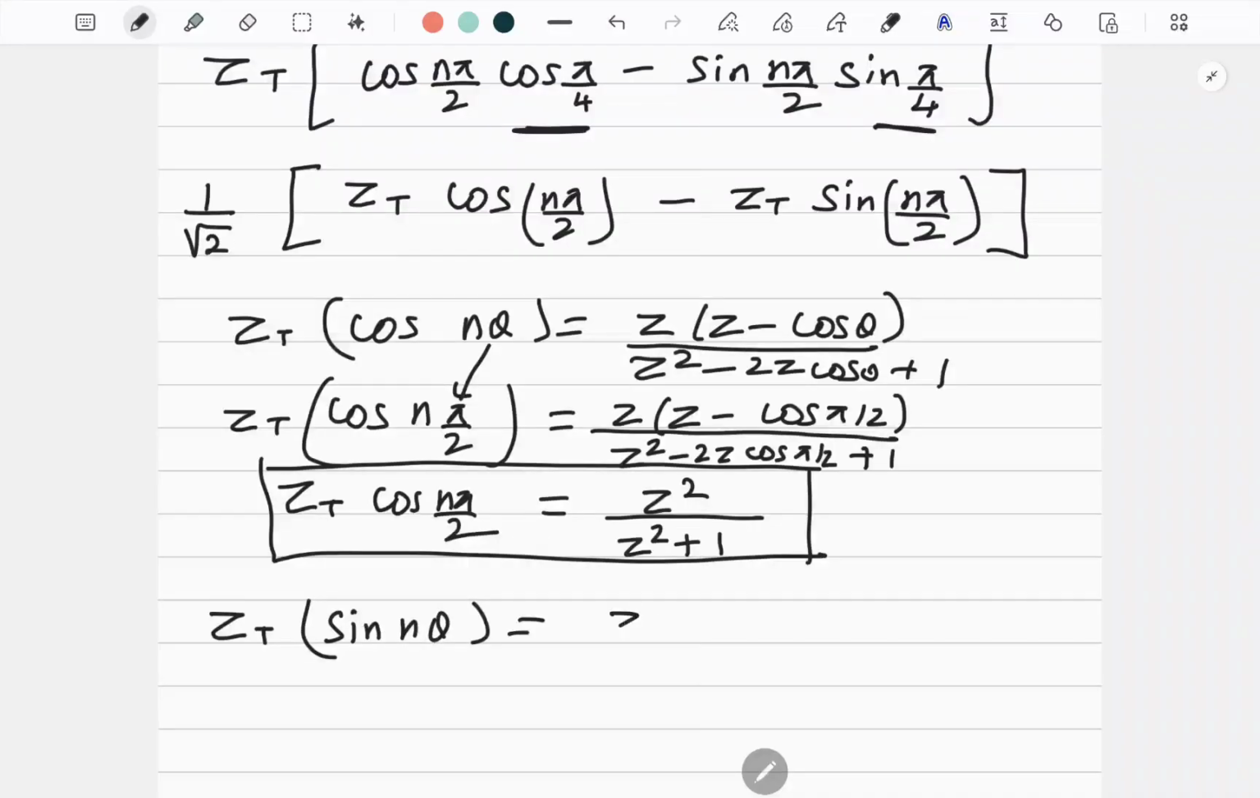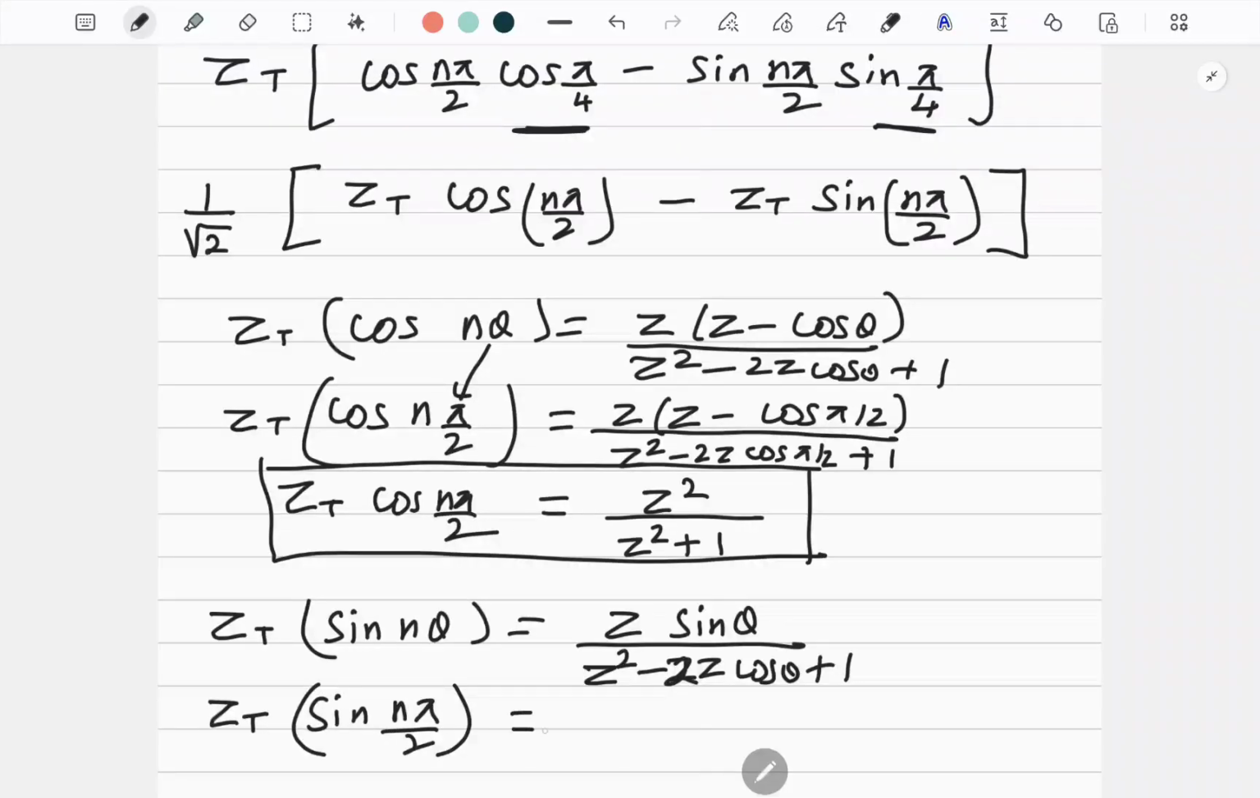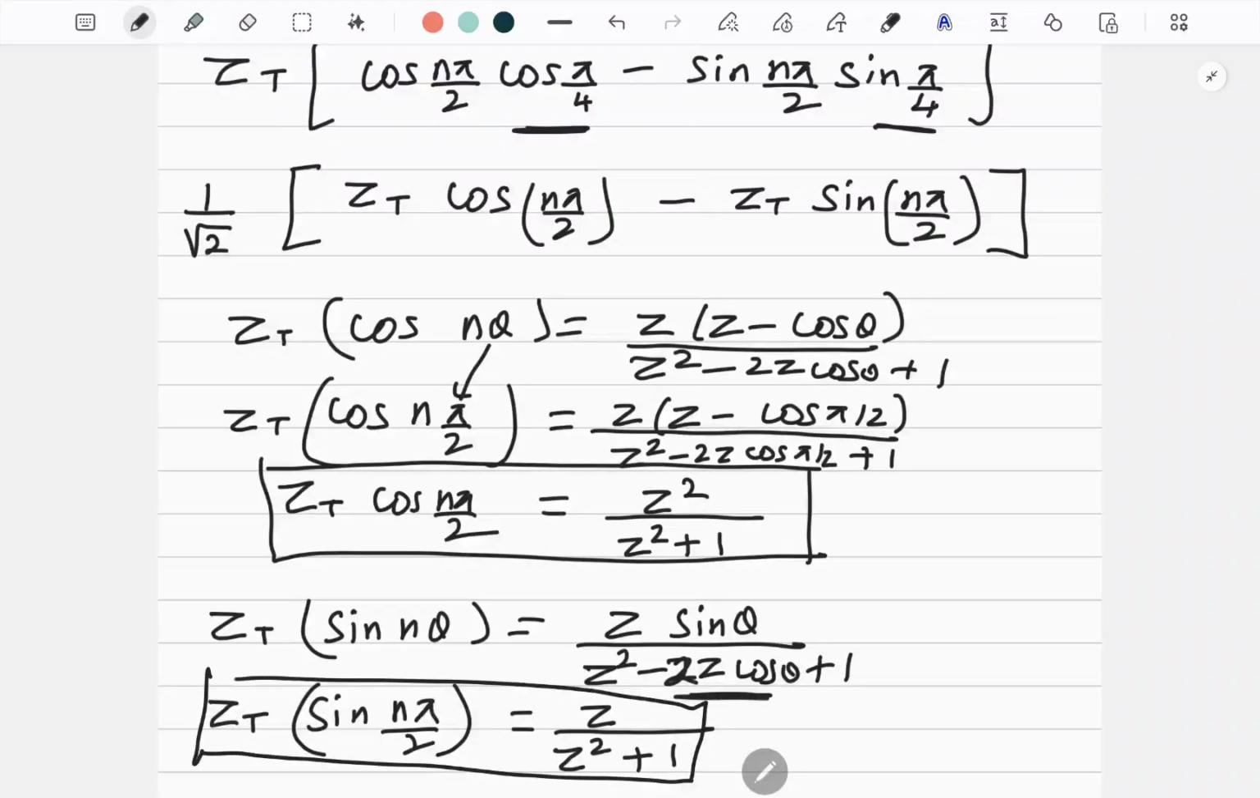Now same way z transform of sin n theta is what? Z transform of sin n theta is z sin theta upon z square minus 2z cos theta plus 1. So z transform of sin n pi by 2 will be what? Again in place of theta you put pi by 2. So z sin pi by 2 is z times 1. Then z square cos pi by 2 is 0. So this term becomes 0 plus 1. So this is the standard result for sin n pi by 2.